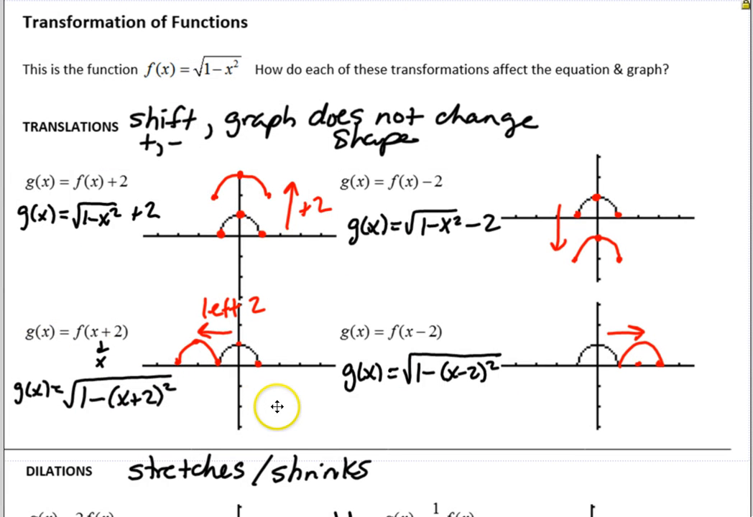Oops, computer glitch there. Alrighty, that's what happens when you have a touch screen, very sensitive. Alright, let's switch down. So inside the function now shifts left and right, and those are both called translations.